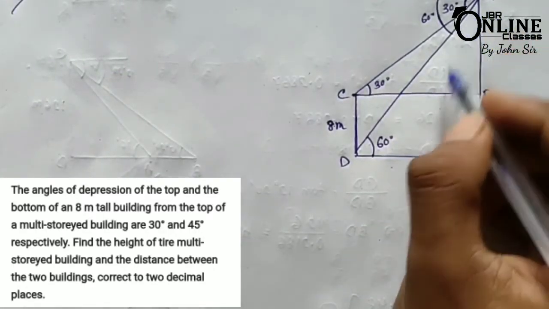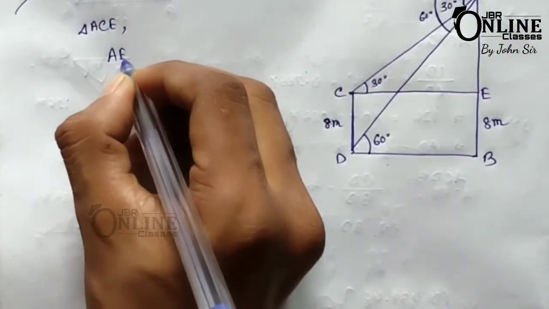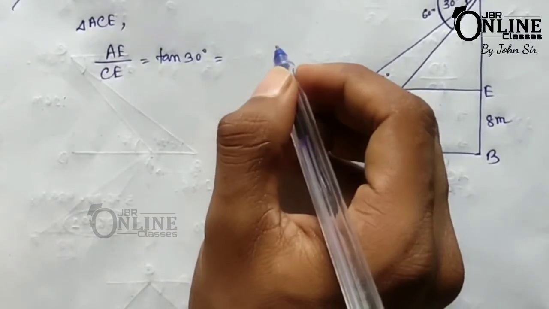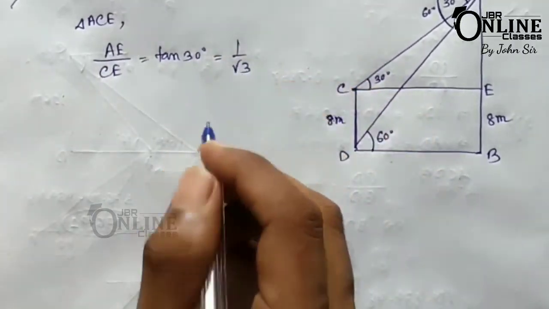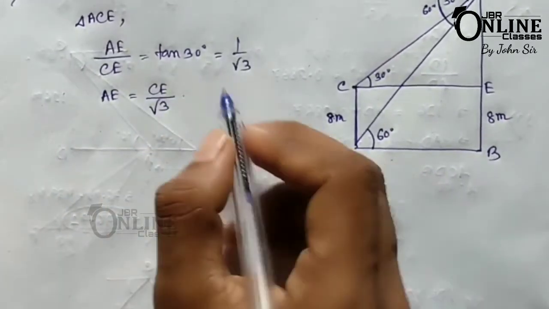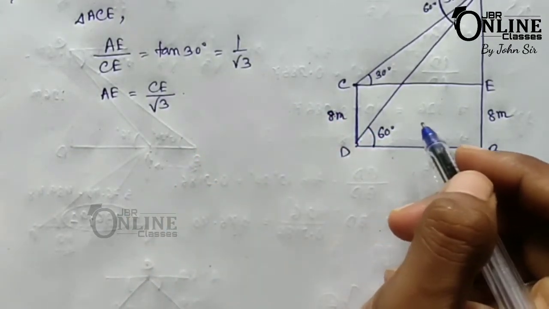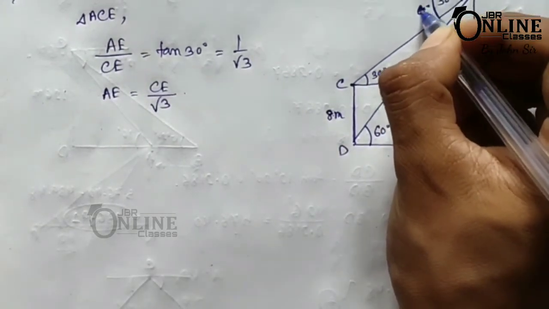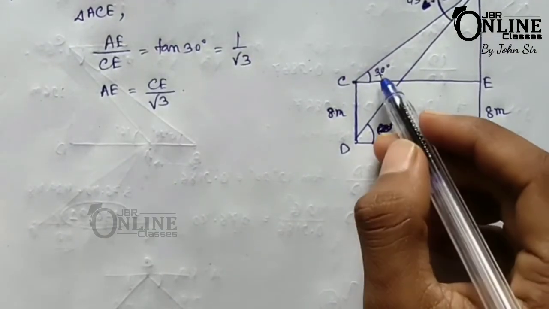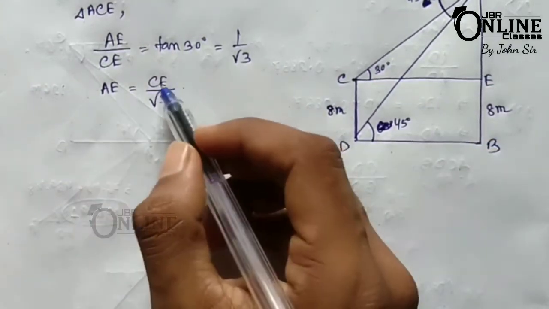Okay, from triangle ACE, AE by CE that equal to tan 30 degree. Now the value of tan 30 that equal to 1 by root 3. So AE equal to CE by root 3. So that is the first one, AE equal to CE by root 3. Now the second one, sorry, this is not 60 degree, sorry, this one equal to 45 degree. First one equal to 30 degree and second one equal to 45 degree, not 60 degree. So here AE equal to CE by root 3.